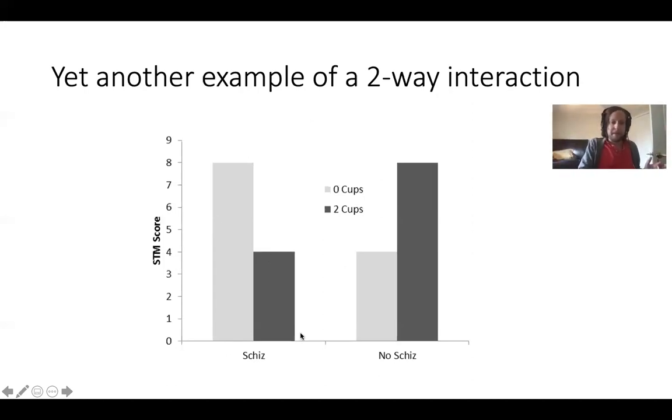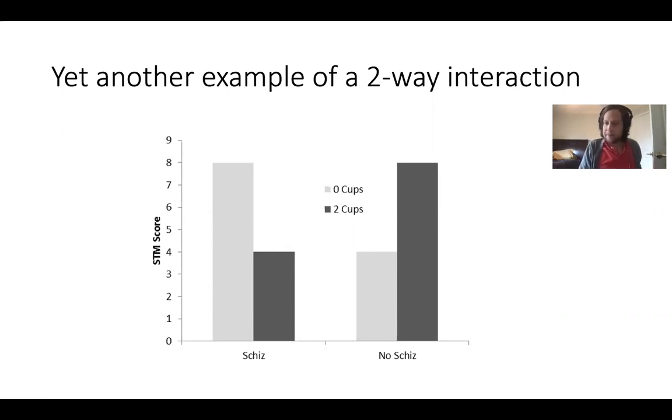So for these made up data, if you have schizophrenia, the more coffee you drink, it hurts your performance on short-term memory. So there's a decreasing pattern there. But if you don't have schizophrenia, the more coffee you drink, the more it improves your performance. So that's an interaction because that's a downward pattern, and this is an upward pattern. So the two clusters, each cluster has a different pattern than the other cluster.